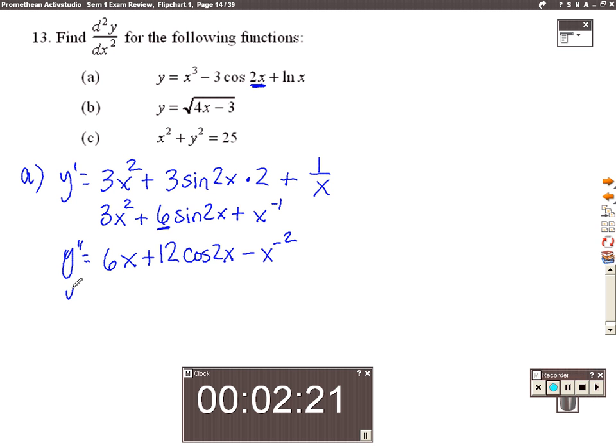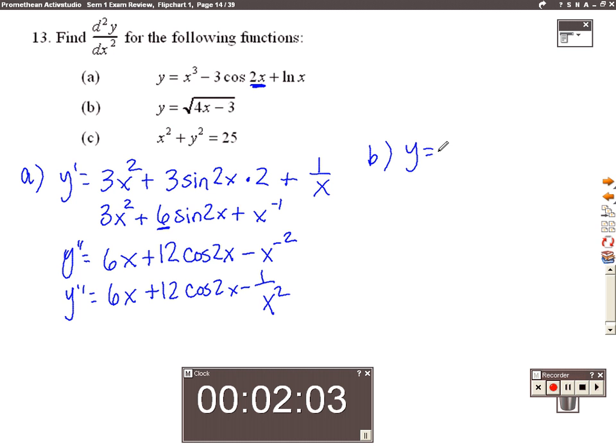So my final answer, if I wanted to bring that negative power down, would be negative 1 over x squared. Let's go ahead and do B. I think I've got time for that one.